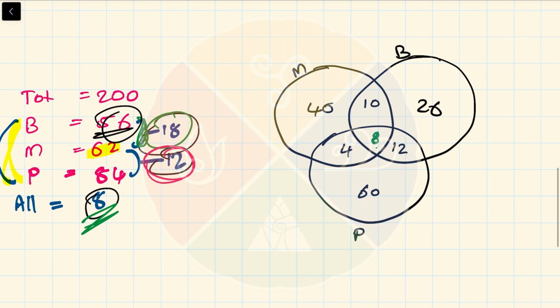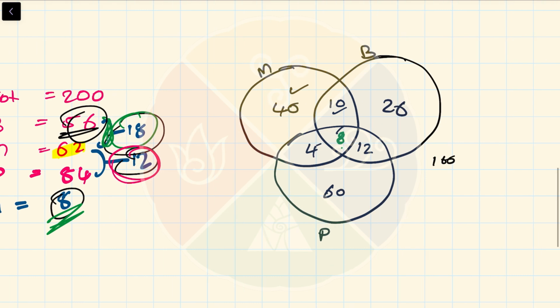Now if you count all of these values, 40 plus 10 plus 8 plus 4 plus 12 plus 26 plus 60, you will find there are 160 people. That basically means 40 people will be standing outside. Doing it this way is much more helpful because you can answer many more problems this way.